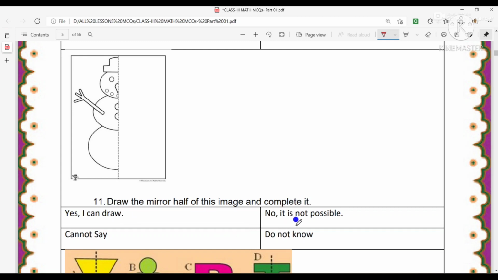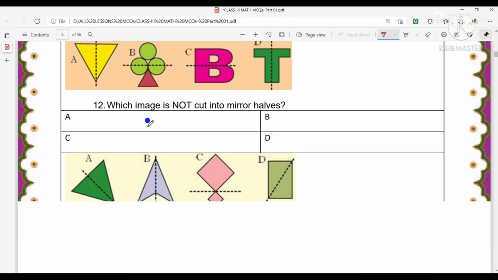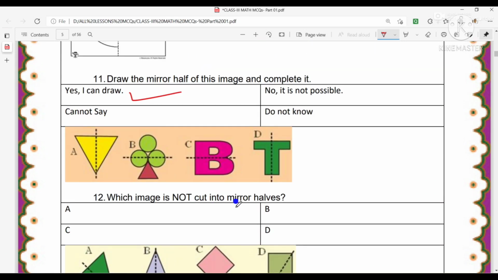Yes, I can draw. No, it is not possible. Can't say, do not know. Yes, I can draw. We can draw. Okay, like this we can draw. We can draw here, right? So yes. Next, which image is not cut into mirror halves?